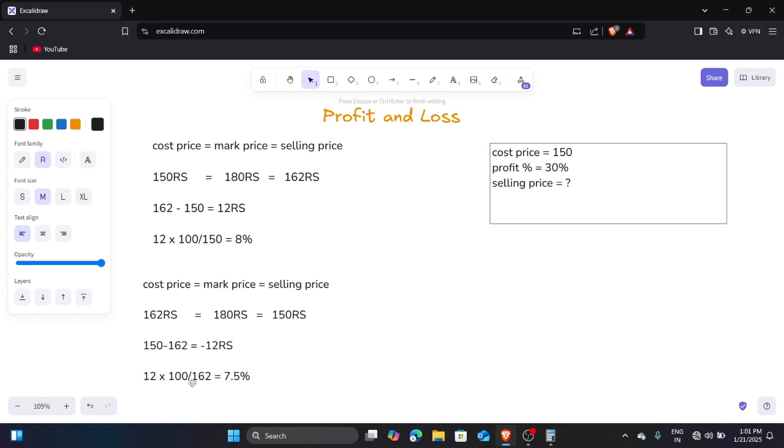But the only problem is this number and this number have changed. So from the basics, what can we do? First I will write you the formula, the basic formula that I used here. So the profit, then the 100, divided by CP, meaning cost price, and what we get is the profit percent. This is the basic formula.